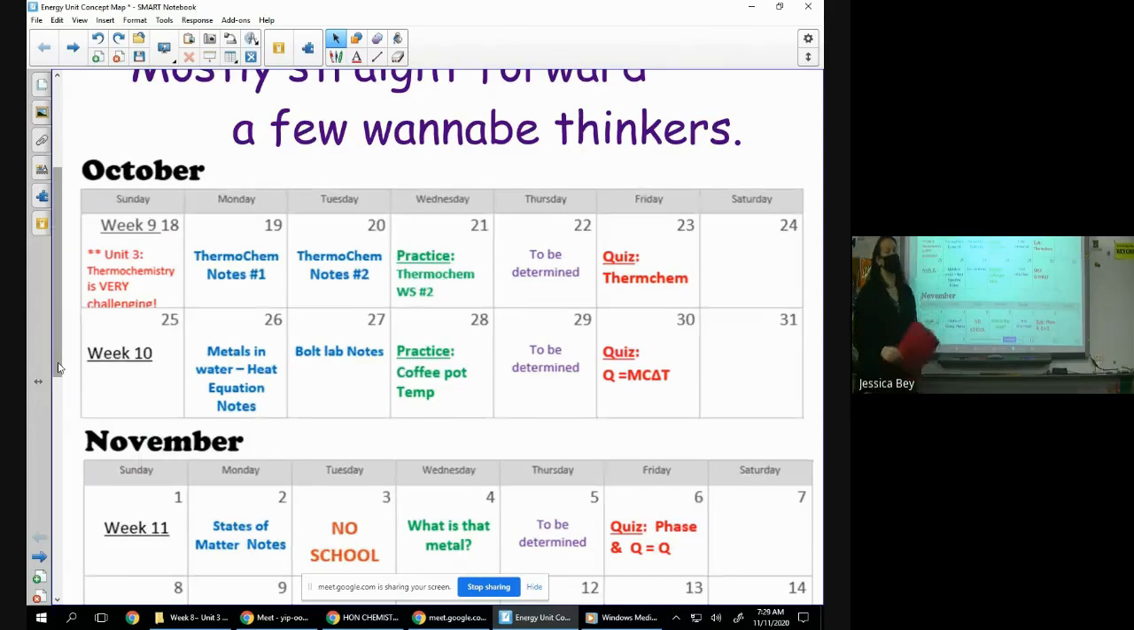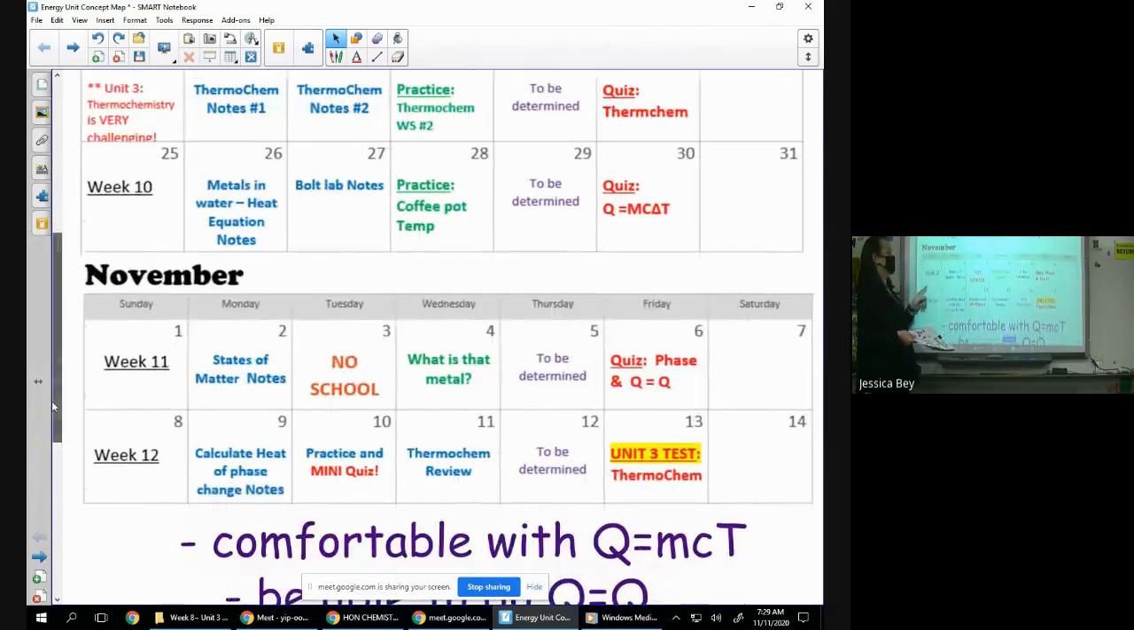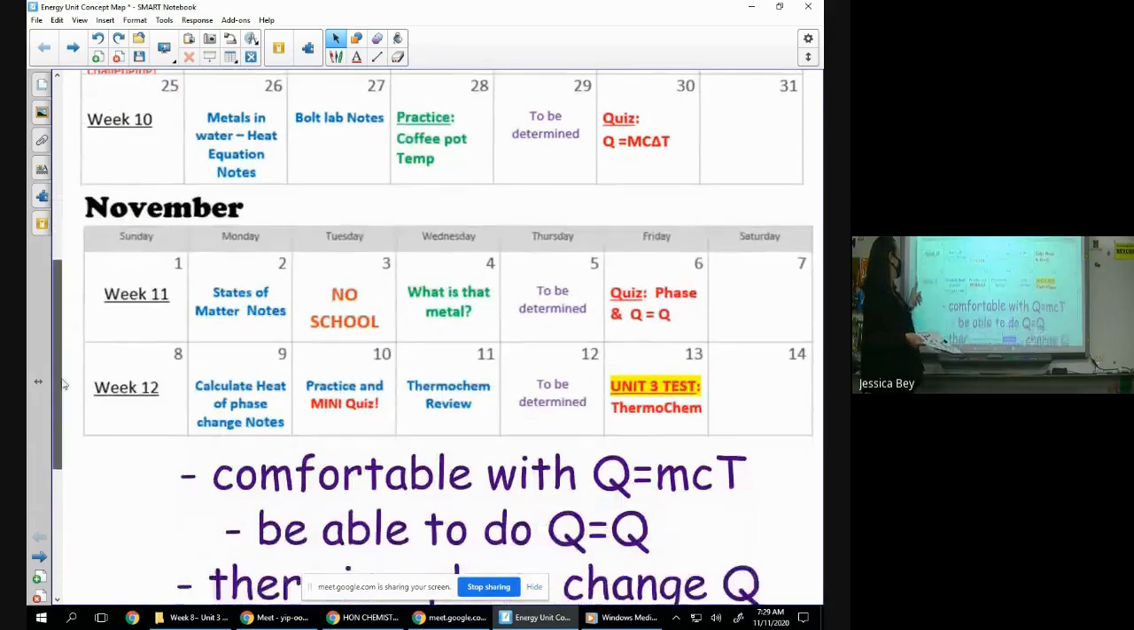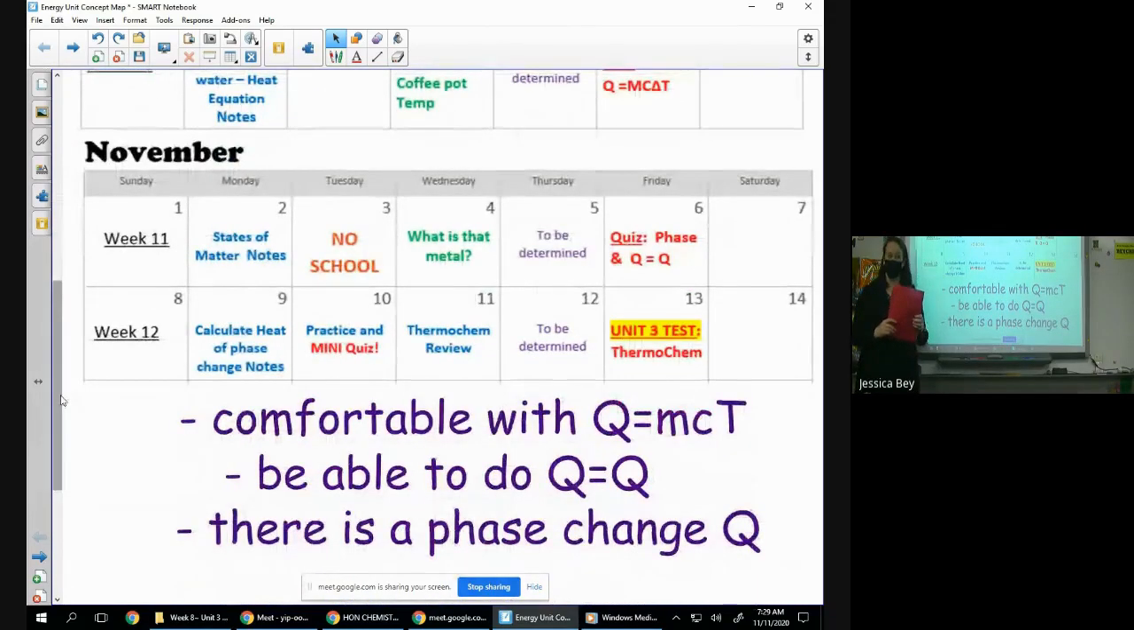Remember, thermochem notes number 1: everything goes from high to low, insulator, conductor, what's the difference between heat, thermal energy, and temperature, things like that. Thermochem notes number 2 was the more interesting, probably newer stuff for you. We're talking entropy, spontaneity, endothermic, exothermic, those types of things. Metals in hot water was all of our Q calculations, Q to Q calculations with the bolt lab. Then we went into states of matter, and we had some more Q to Q calculation stuff. And then we calculated the heat of phase change this week, and you took a quiz on that. So all of that stuff is fair game.